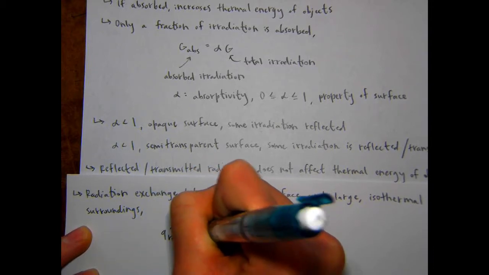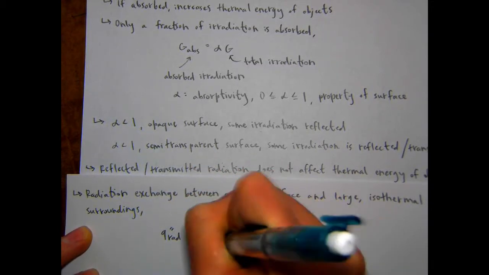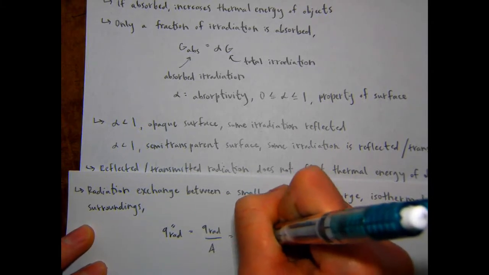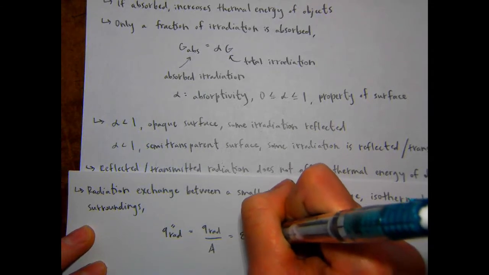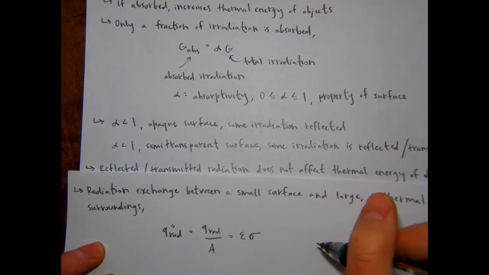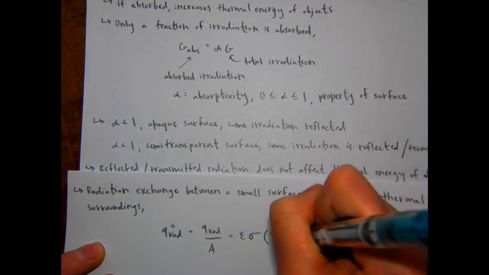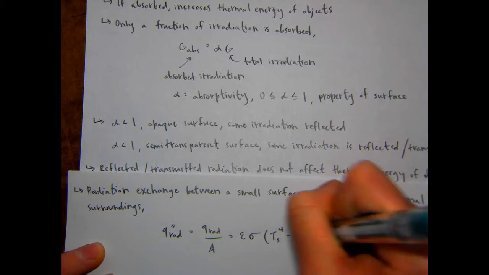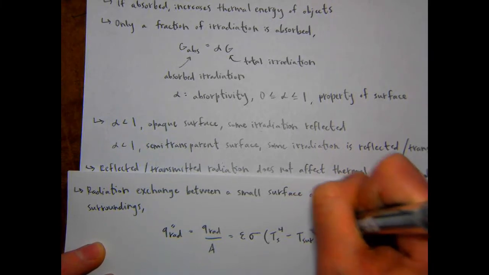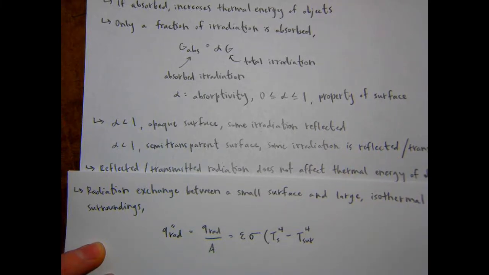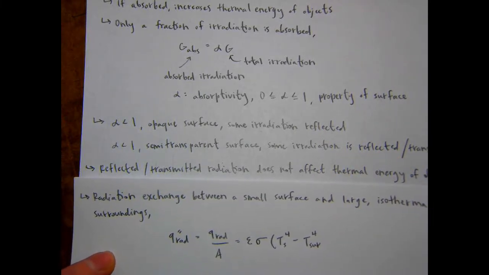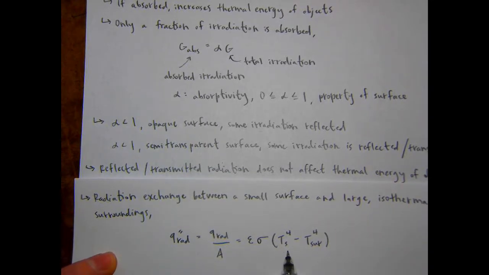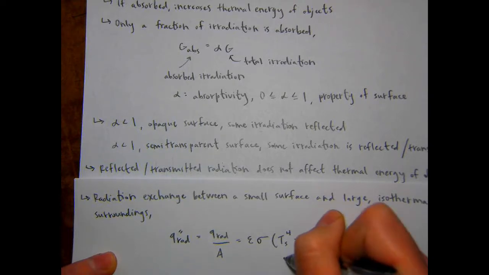The radiation heat flux, which is equal to the heat transfer rate divided by the area, like always, is equal to the emissivity times the Stefan-Boltzmann constant times T sub s to the fourth minus the temperature of the surroundings to the fourth. So this is the temperature of the surface, and this is the temperature of the surroundings.